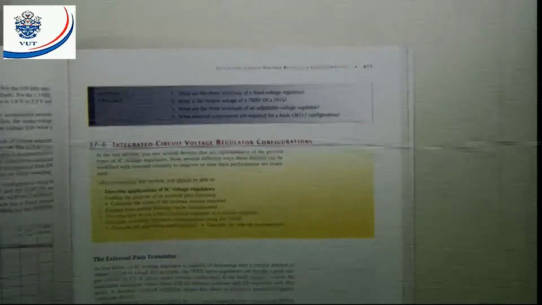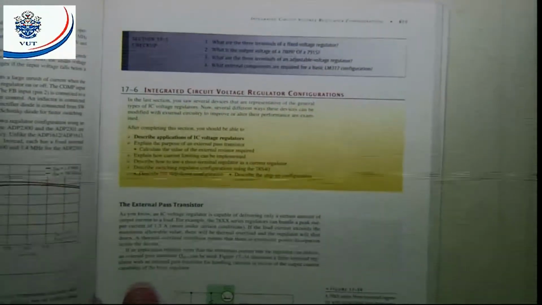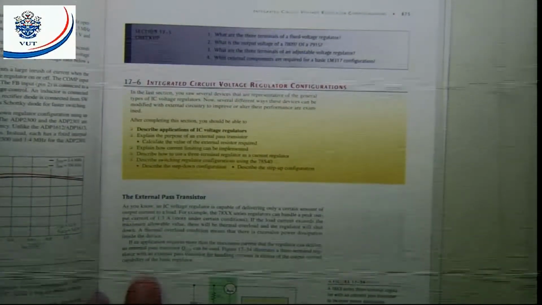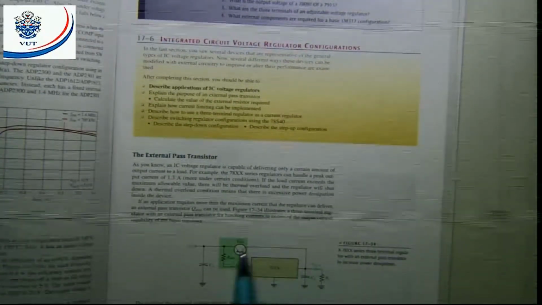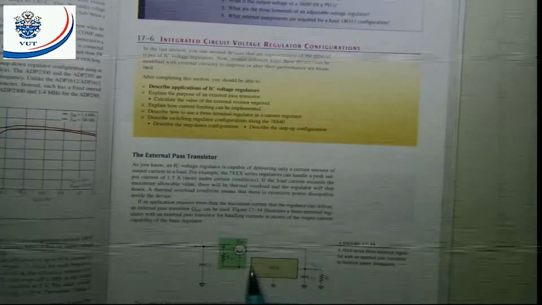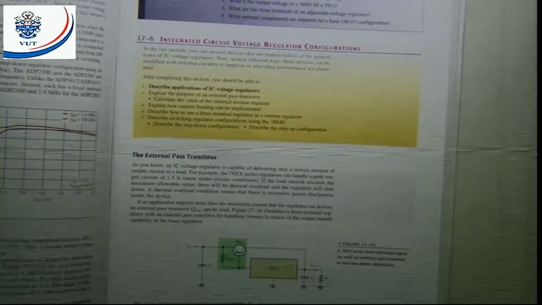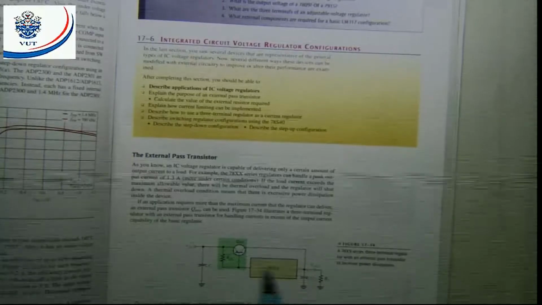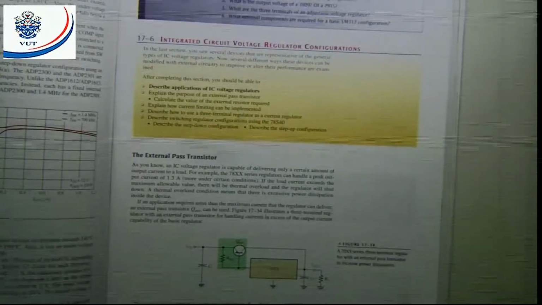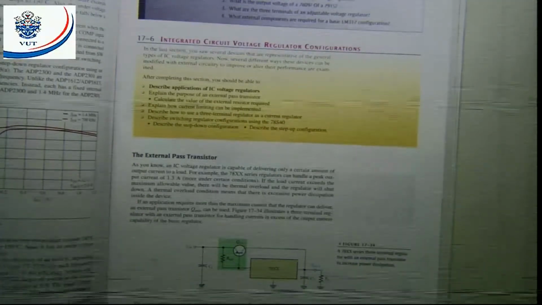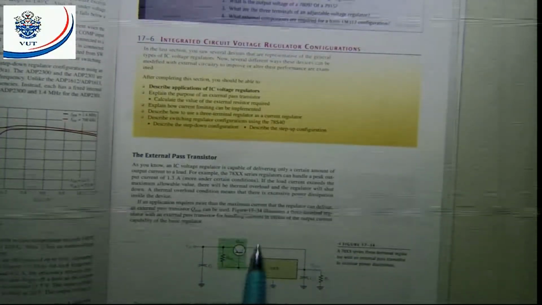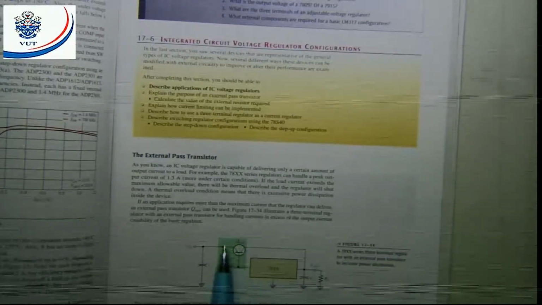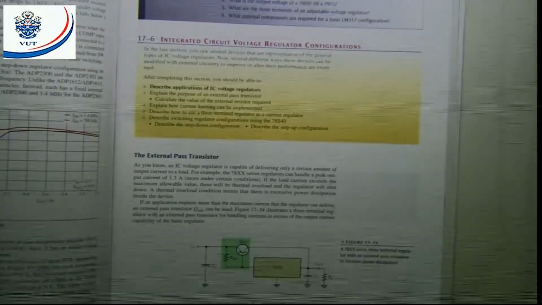That brings us to 17.6, integrated circuit voltage regulator configurations. Here we are again going to use a 78 series linear voltage regulator. But we know, for example, this regulator can only handle, for example, 1 amp maximum. Now, if we want to handle much larger current, we can put a pass transistor there, or this external transistor, to increase my current.